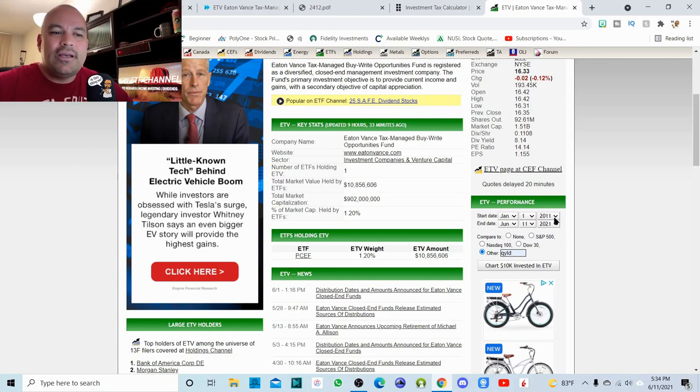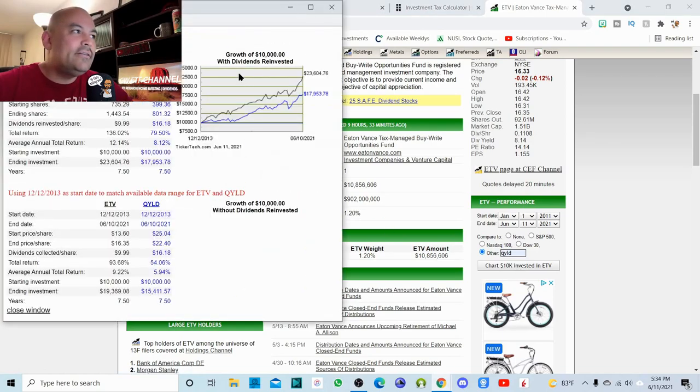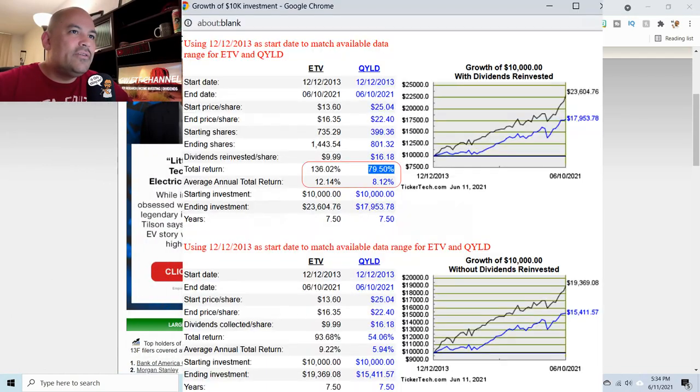So we're going to go back. I think QYLD is from 2013 or so. And this is going to chart $10,000 invested. We'll just click on that, bring that over here, and we'll see, starting December 12, 2013 up to June 10th, 2021, ETV had a total return of 136%, whereas QYLD had a total return of 79.5%.